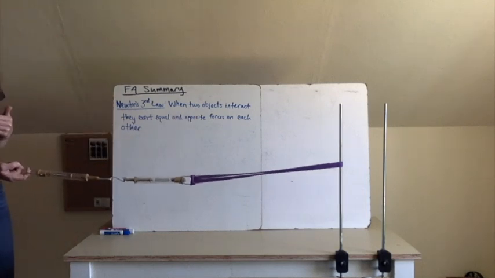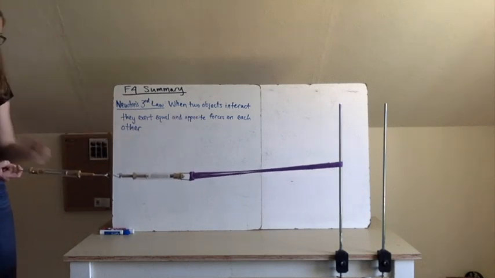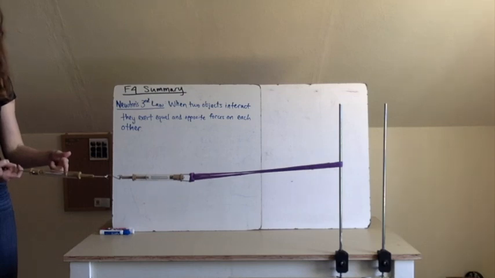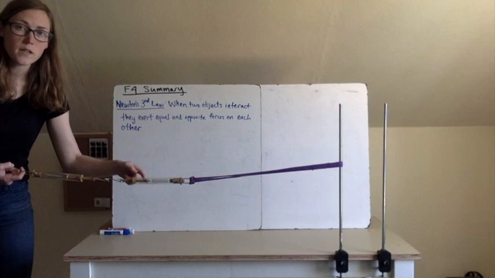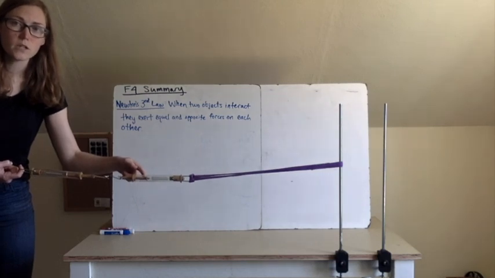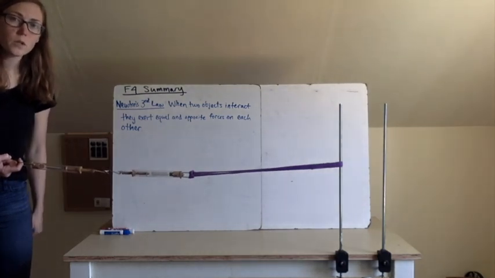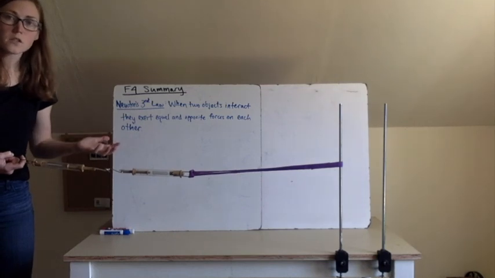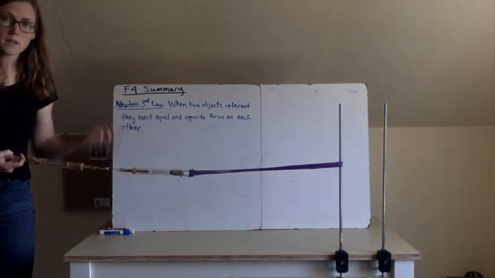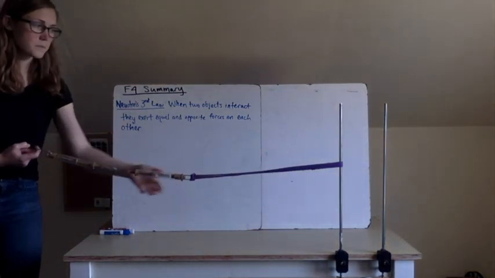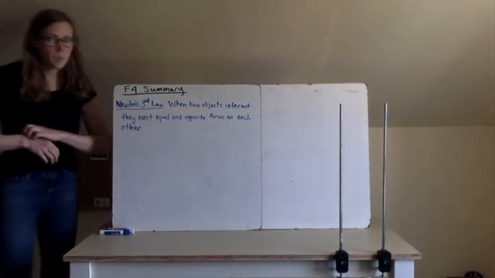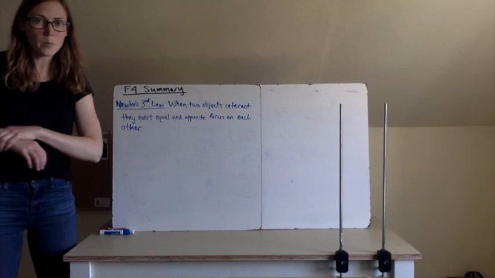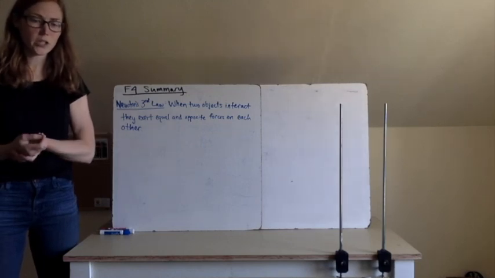So when I pull on this and I read this scale, it says 6 newtons of force. And when I read the other scale, it also says exactly 6 newtons of force. So whether it's a push or a pull, the forces are always equal and opposite that are acting on the two objects. All right, I'm going to give you a couple of examples where this typically occurs.